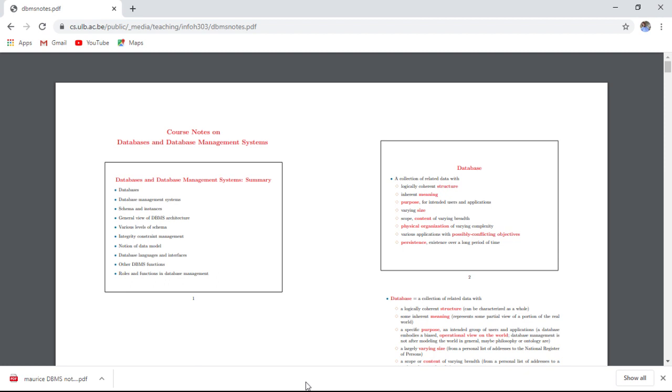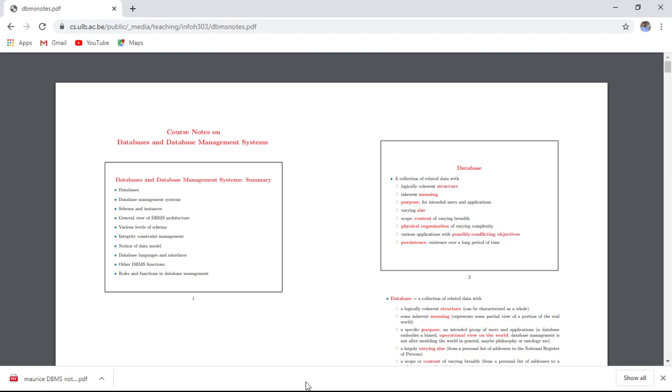So it's a collection of related data with logically coherent structure. In accounting, it's the same thing. You have your T accounts, with debit and credit. It means it's a coherent structure, so that you debit, you credit, you debit, you credit. The database is the same like that. You collect related data, and then you push them into a coherent structure.